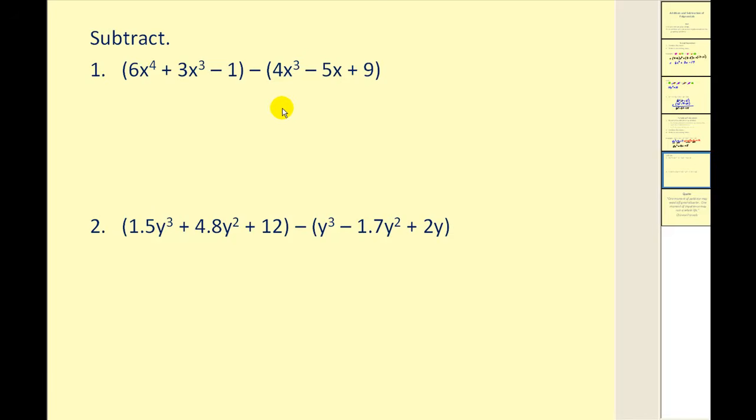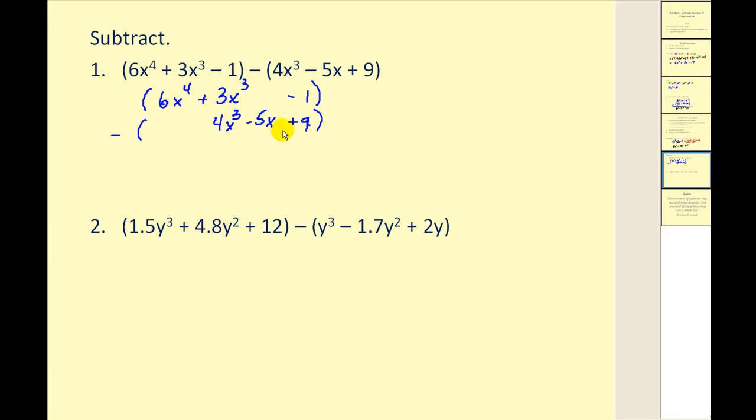When subtracting polynomials, it might be more beneficial to write it in vertical form. So let's go ahead and try one in this way. I noticed when I wrote this I left some room because there was no x squared term or x term in this first polynomial. And when I write the second, I'm going to line up the like terms. So I'll write the 4x cubed here, minus 5x here, and plus 9 here.